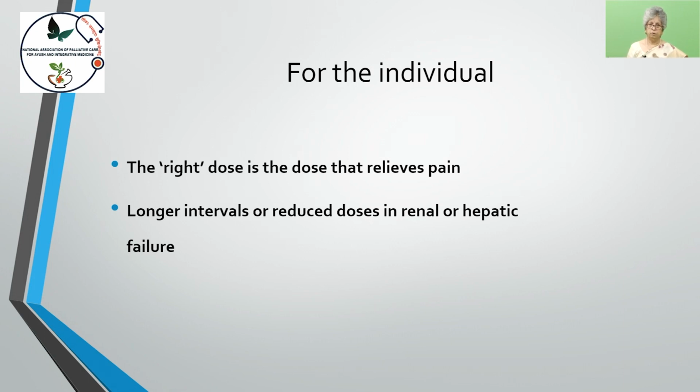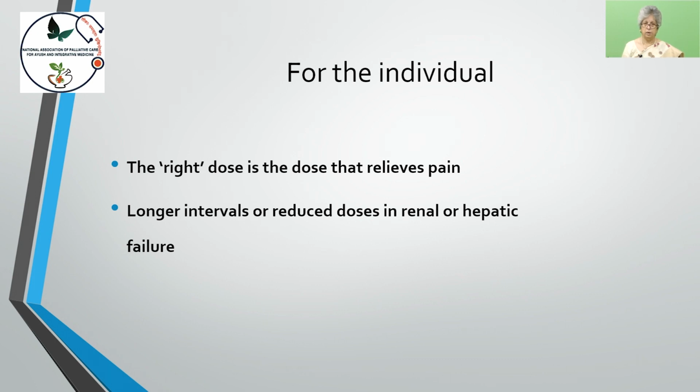As I said, you have to individualize the treatment. One patient may need only 5 milligram morphine, and for another patient, the pain may not be relieved even with 50 milligram morphine. You also have to consider the kidney function and liver function in this patient before starting or increasing the dose.